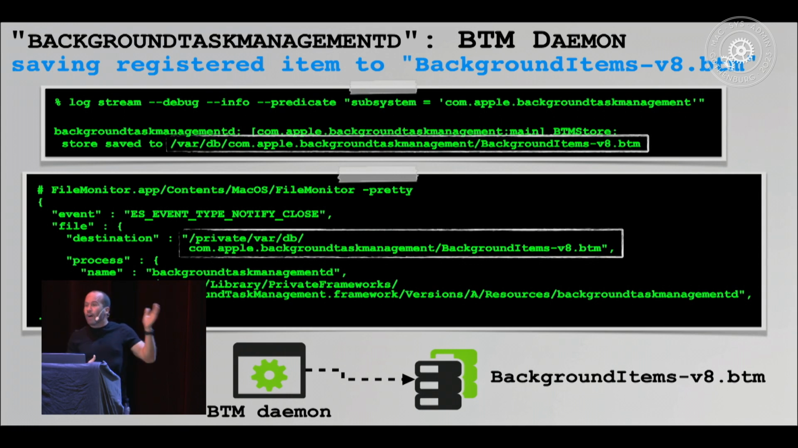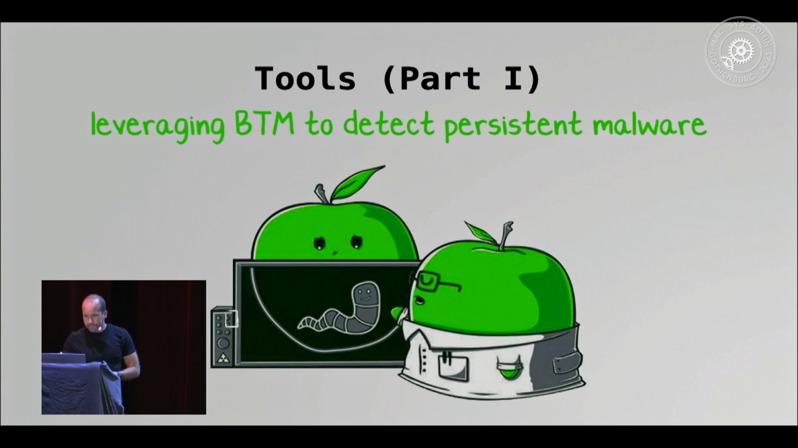And if we run a file monitor, we can also see that the background task management daemon is writing to that file. We'll dig into this more, but it turns out this is the actual database that holds all the persistent items. You can imagine if you are writing a security tool, you might want to see what's in that database so that you can see everything that's persisted on a user's system.